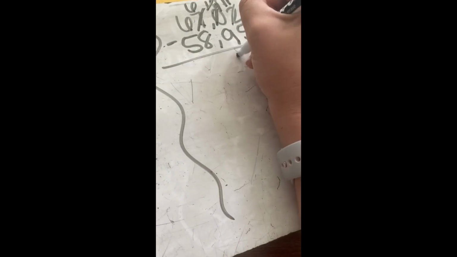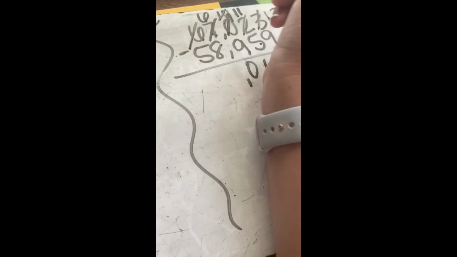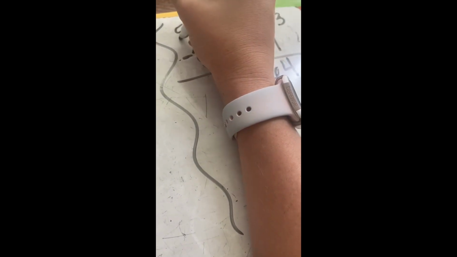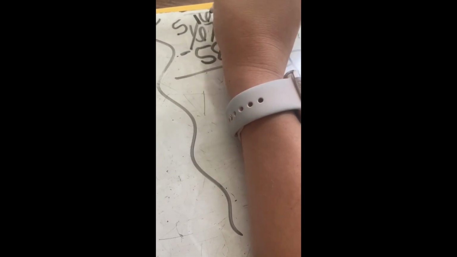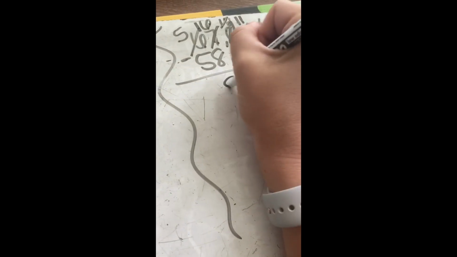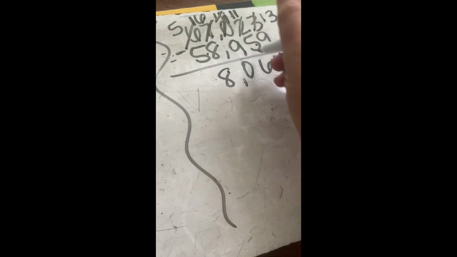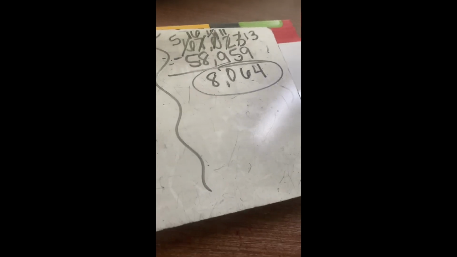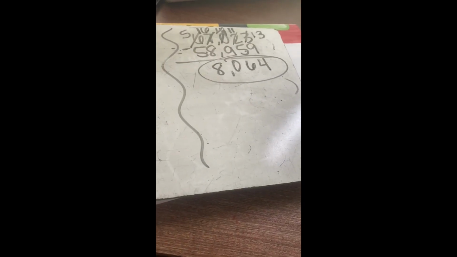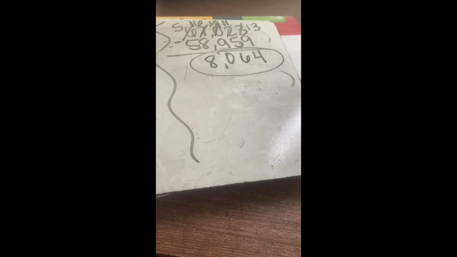9 minus 9 is 0. 6 minus 8, can't do it, so I go next door. This becomes 5. 16 minus 8 is 8. 5 minus 5 is nothing. So 8,064 would be the answer to that problem.